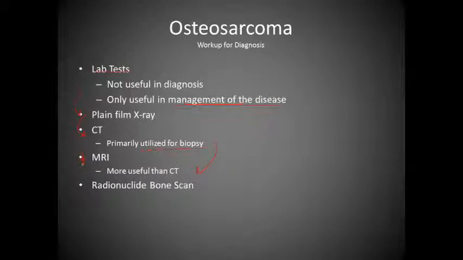And the reason MRI is more useful than CT is because it can visualize soft tissue structures and muscles and tendons and things like that much better than CT can. And so to see how invasive this has actually become to the surrounding tissues would be very valuable. Also, a radionuclide bone scan to see how far the disease has progressed, where hot spots are, things like that.